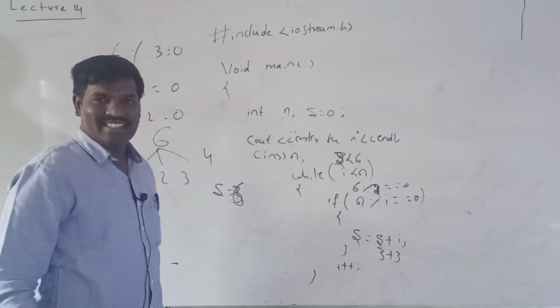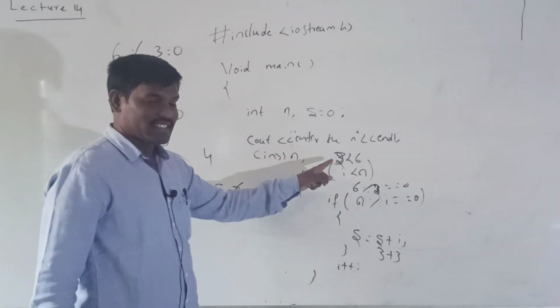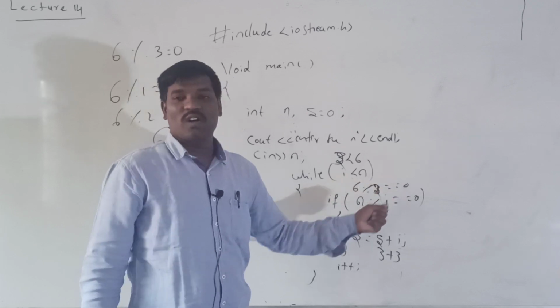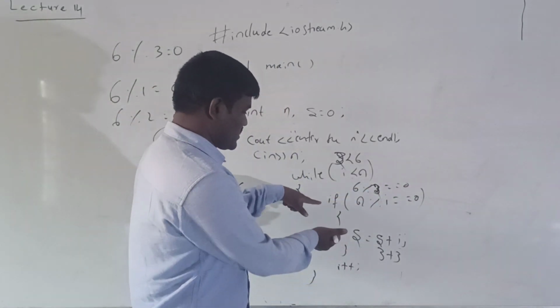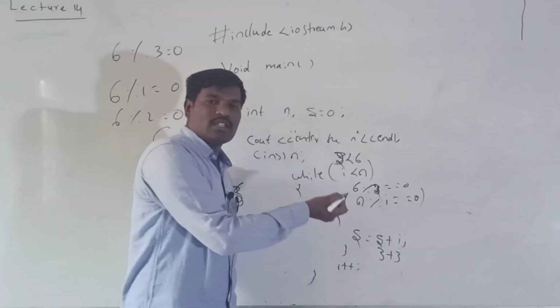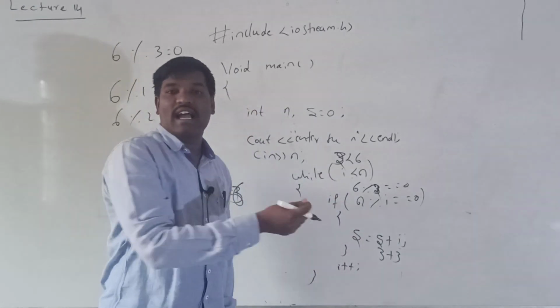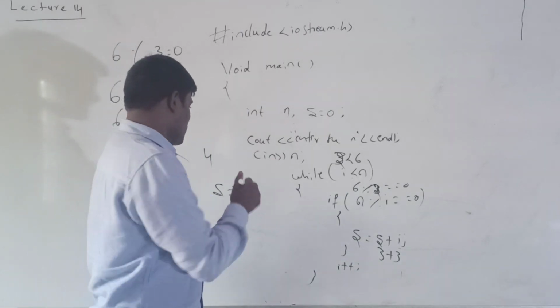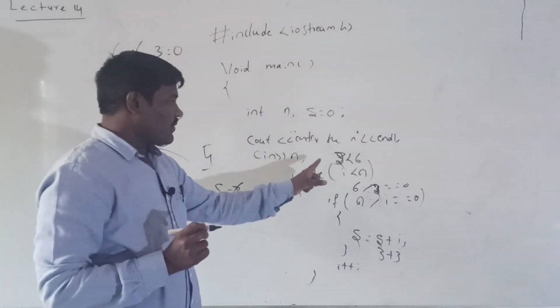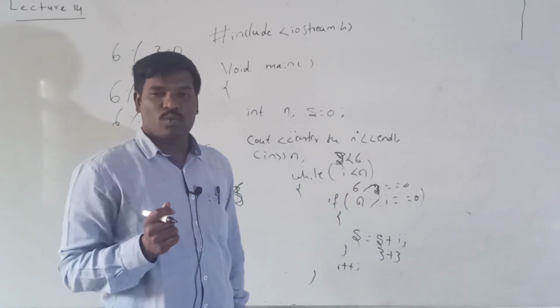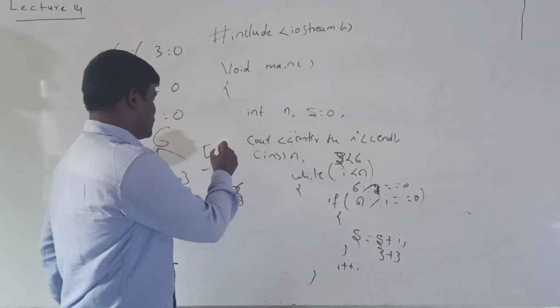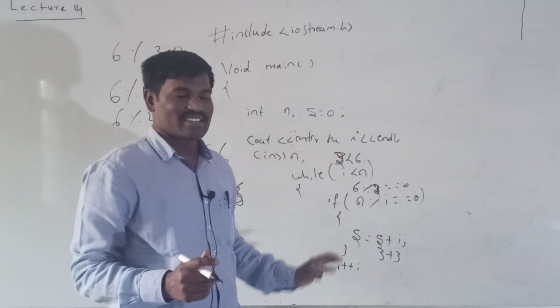4 is less than 6. Condition is true. 6 mod 4, the answer is 2. 2 is equal to 0 is false, which means this statement will not execute. It will skip this statement and I will be incremented. It means that I becomes 5. 5 is less than 6. Again condition is true. 6 mod 5, 1. Again condition becomes false. I becomes 6. 6 is less than 6.